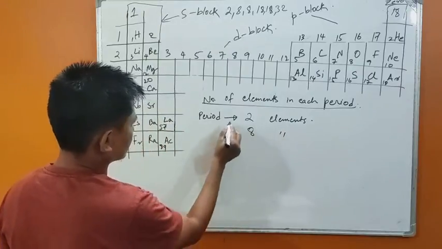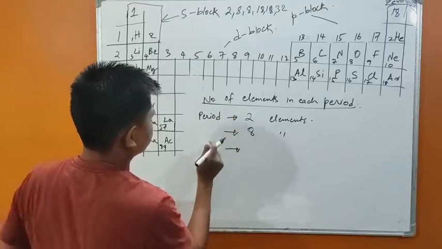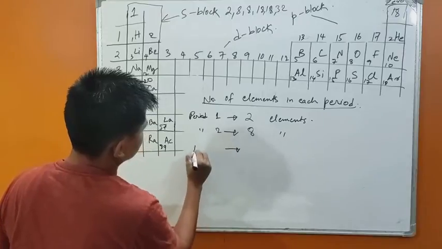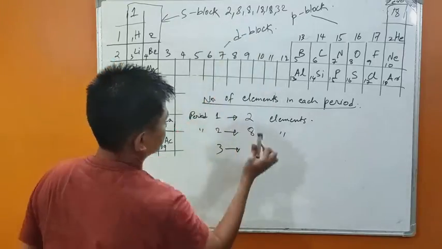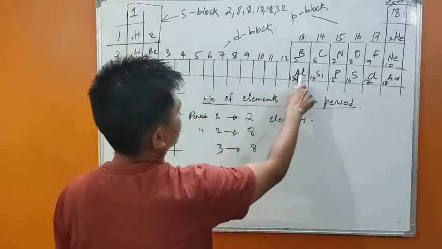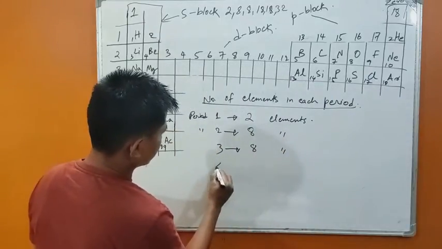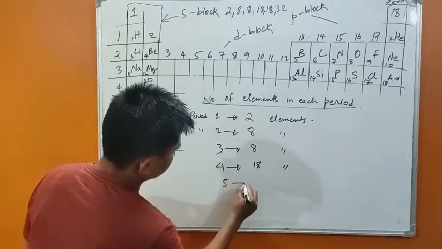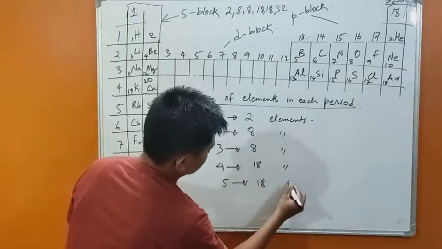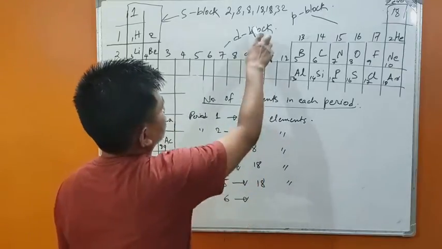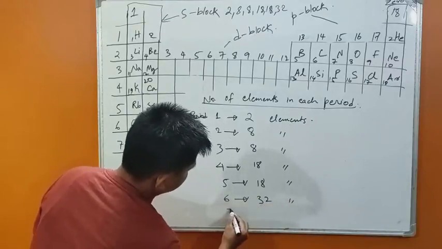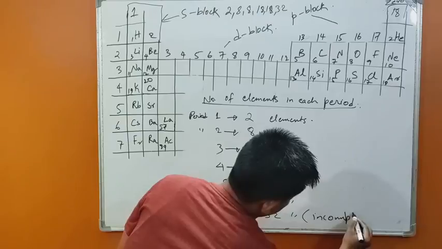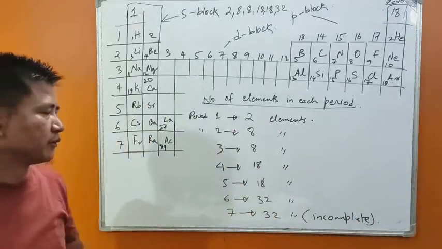This is period 1. This is period 2. This is period 3. Period 3 contains 8 elements. 1, 2, 3, 4, 5, 6, 7, 8, isn't it? Period 4 contains 18 elements. Period 5 also contains 18 elements. Period 6 contains 32 elements, and period 7 also contains 32 elements, and period 7 is incomplete, because the new elements which are being discovered are kept in period 7.